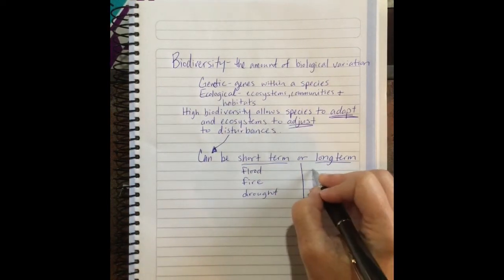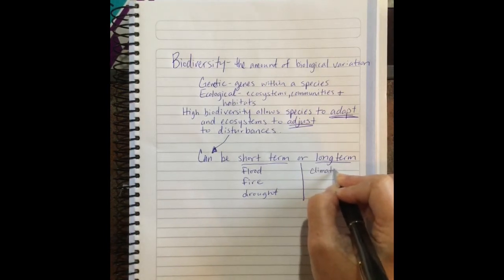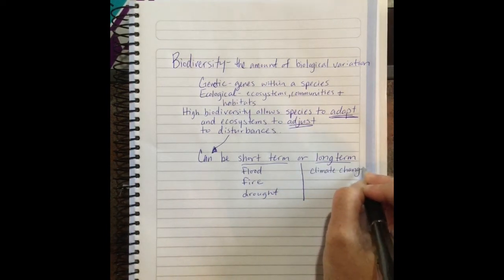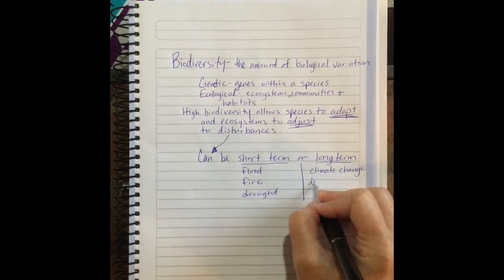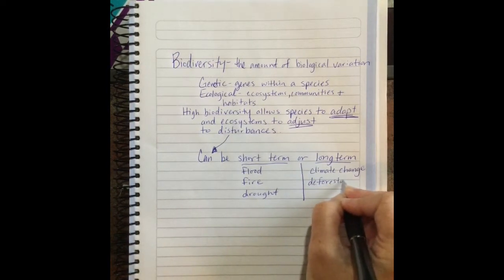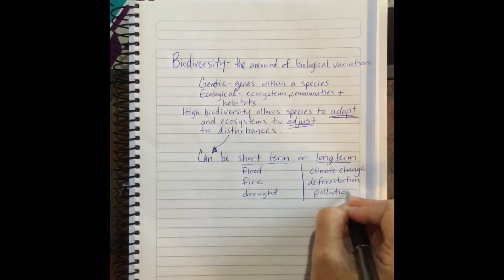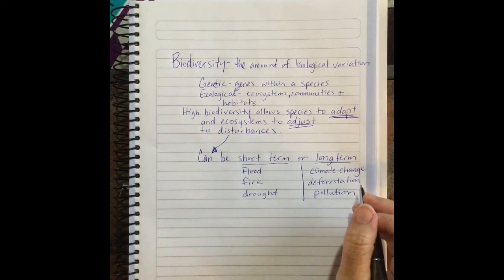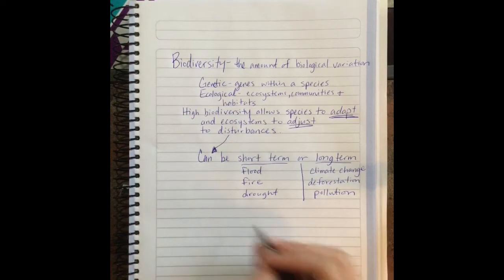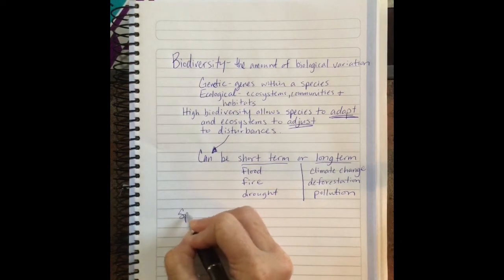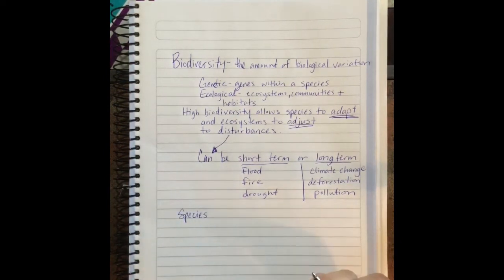Okay. Long term occur over several generations within the ecosystem. So you have like climate change, deforestation, pollution, overfishing. Okay, you'll notice that all of those from our long-term list there are man-made.